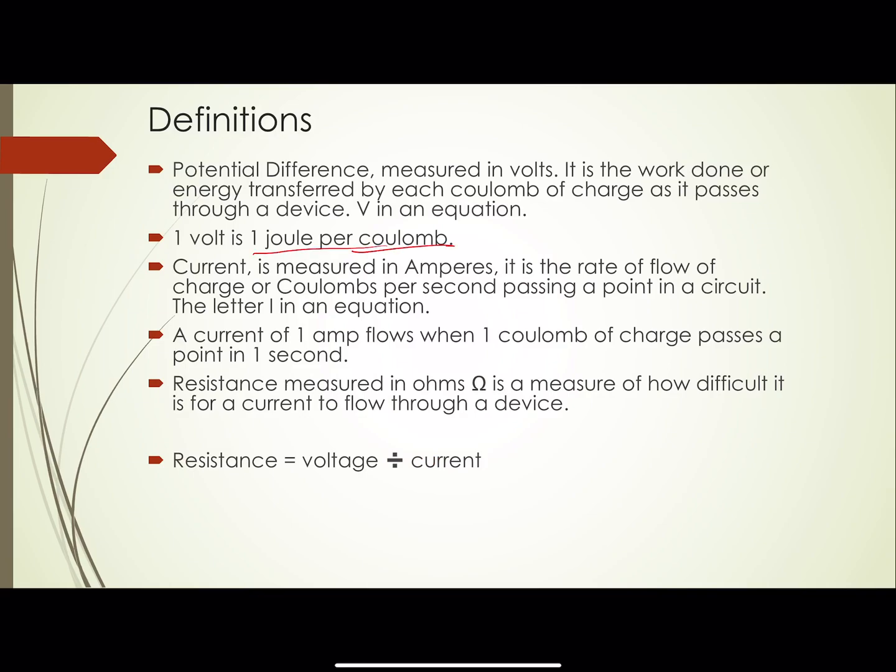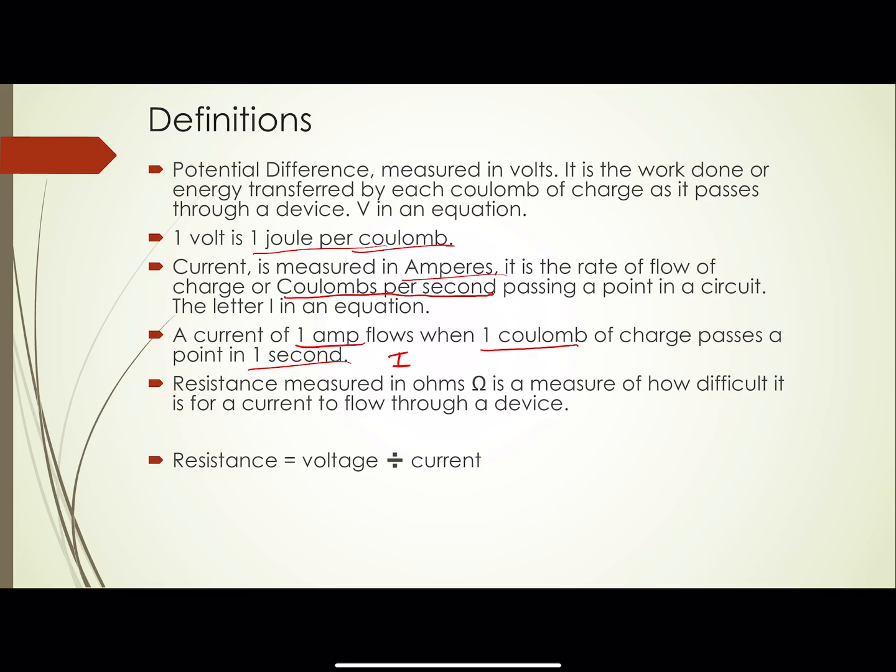Current is measured in amps. It's the rate of flow of charge, or coulombs per second, passing a point in the circuit. A current of 1 amp will flow when 1 coulomb of charge passes a point in 1 second. Current is I in an equation.